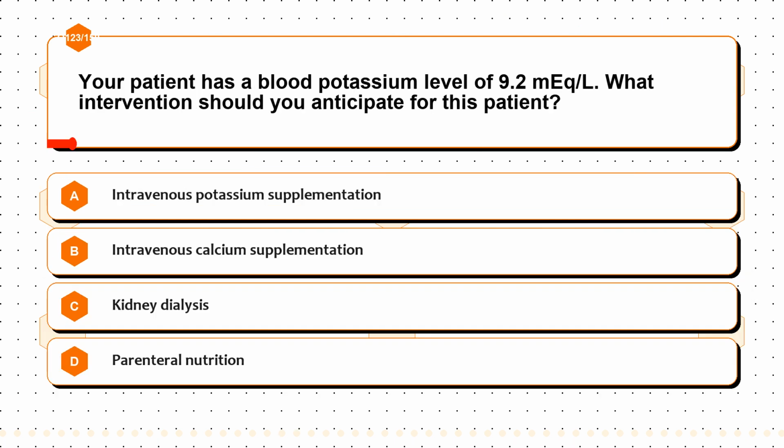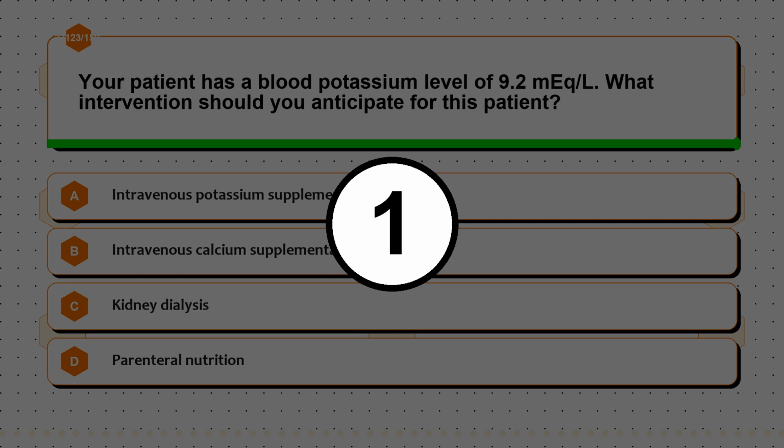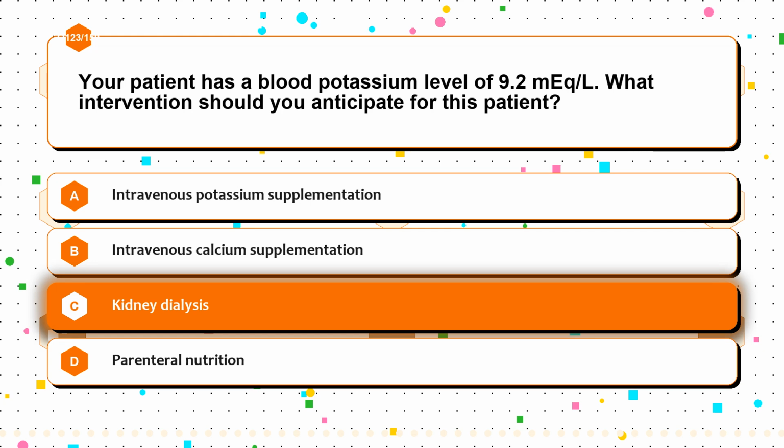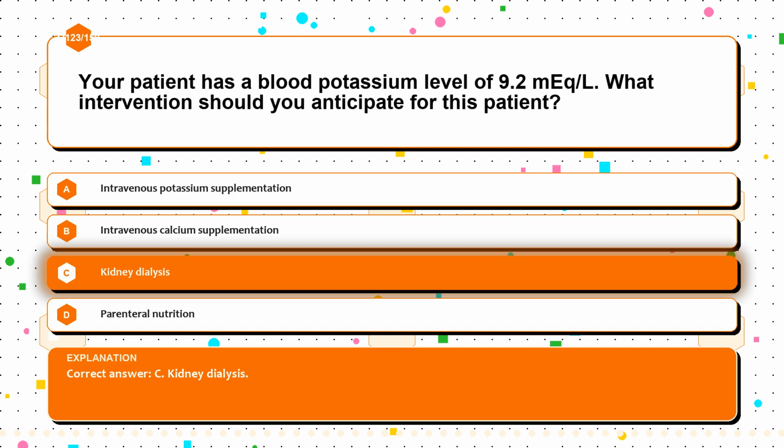Question 123. Your patient has a blood potassium level of 9.2 mg/L. What intervention should you anticipate for this patient? Here are the options. Option A: intravenous potassium supplementation. Option B: intravenous calcium supplementation. Option C: kidney dialysis. Option D: parenteral nutrition. The correct answer is option C: kidney dialysis. Correct answer C: kidney dialysis.